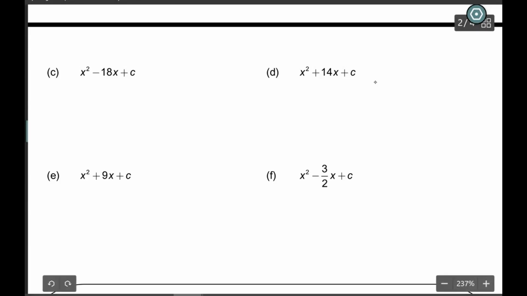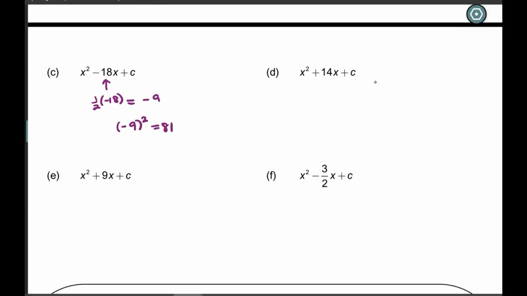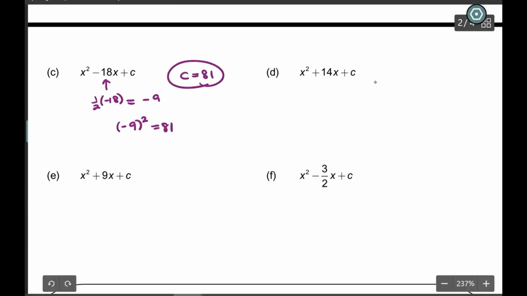So x squared minus 18x plus c. b is negative 18. We take half of b. Half of negative 18 is negative 9. We take negative 9 and square it, we get 81. So that means c is 81. I'm just going to cut these a little shorter. b is 14. Take half of it, we get 7. Square 7, we get 49. So c is 49.